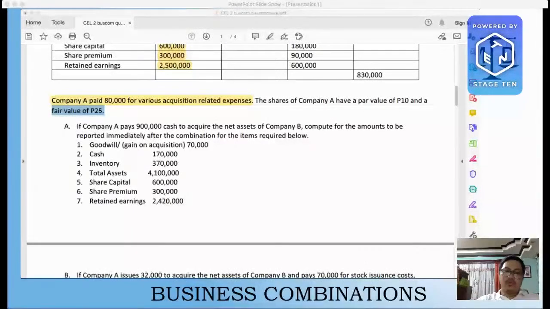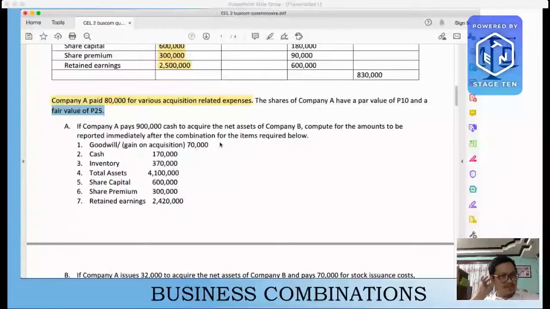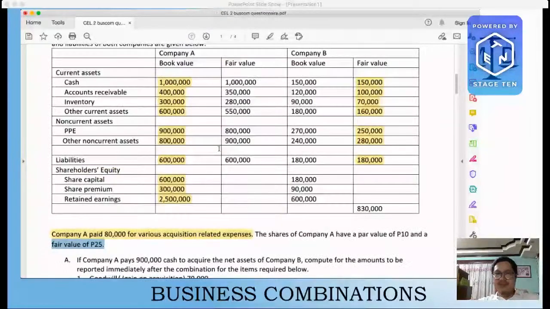You compare it with the fair value of the net assets. Okay, I know we've computed for the fair value of the net assets in the previous video, but I forgot to take note of the amount, so we'll have to add it again, class.